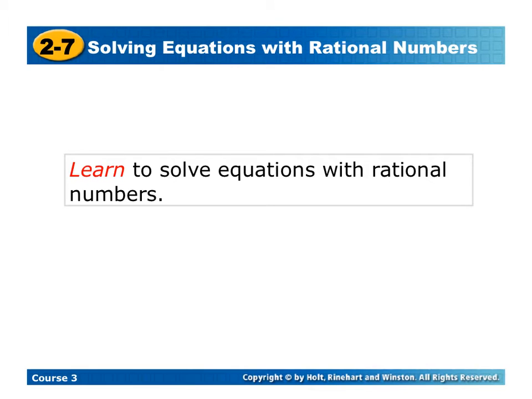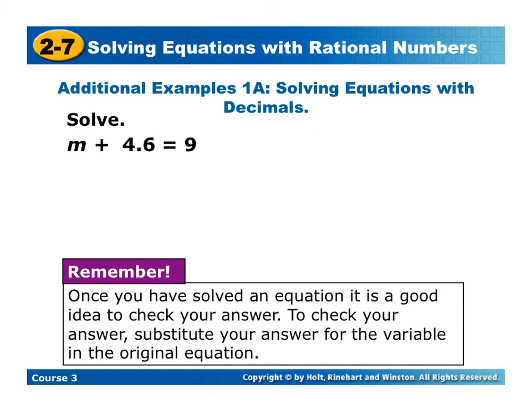Alright, we're back, and now we're looking at equations with rational numbers. So rational numbers, remember, include decimals and fractions. So we're taking what we already know and applying it outside of integers. So here, m plus 4 6/10 equals 9.